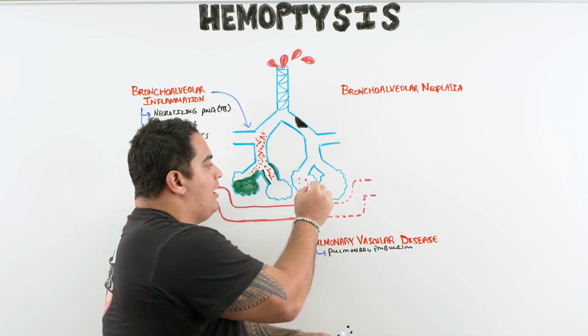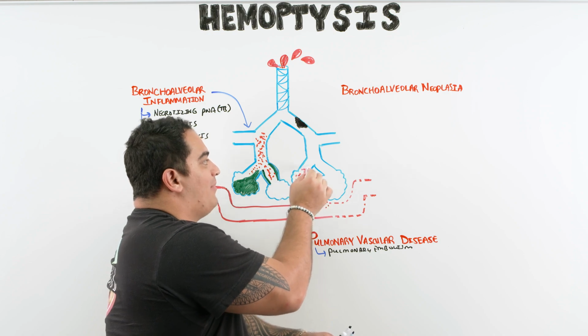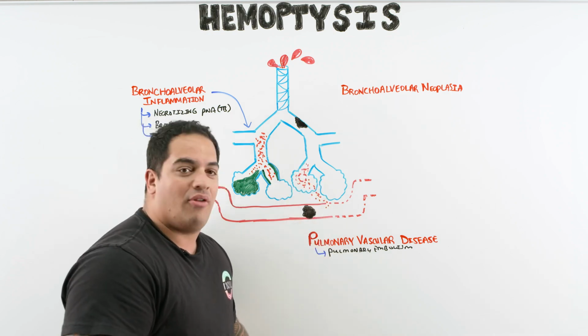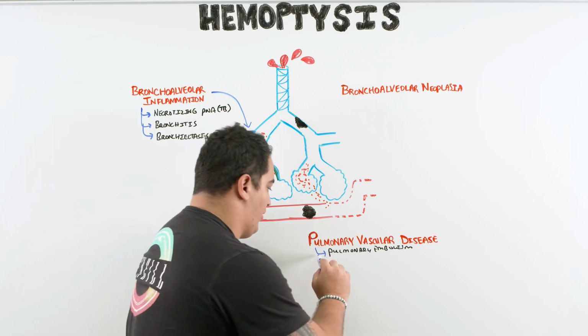All right. Now, another one that I would say is definitely something to consider would be something called vasculitis. This is actually a high yield one to remember.